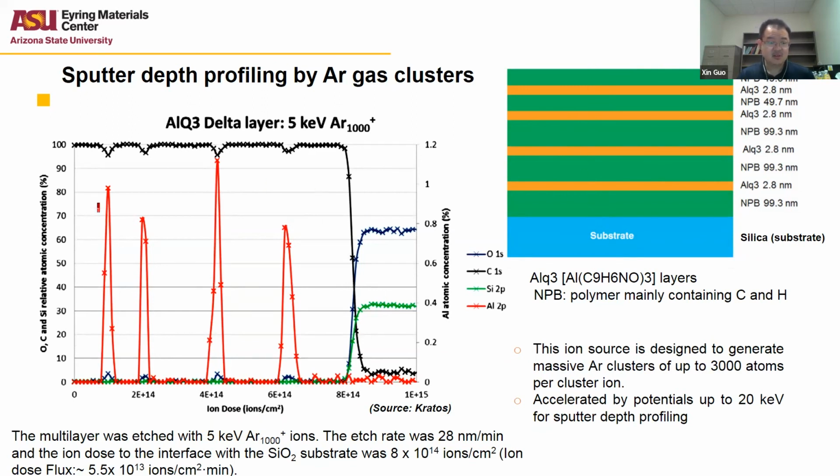We observe the spectrum looks like this. As we can see, the green peak, that is the Alq3 concentration, agrees very well with the Alq3 layer, and the width agrees well with the thickness. With Supra Plus, the ion source can be designed to generate a larger size, up to 3000 atoms per cluster ion, and we can also accelerate those ions to 20 keV. So we have plenty of options to modify and customize the ion source.